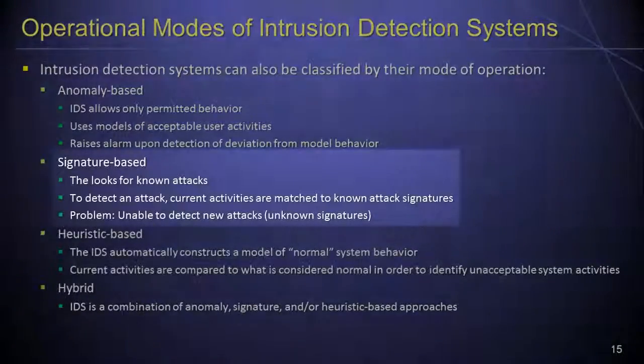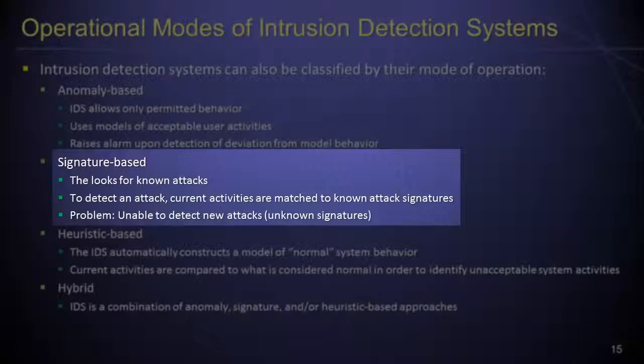A signature-based intrusion detection system works by looking for known types of attacks. Just as with viruses, each known type of attack has a signature. To detect an attack, the intrusion detection system compares current activities against known attack signatures. The problem with such an approach, of course, is that new attacks, which have unknown signatures, will not be detected.